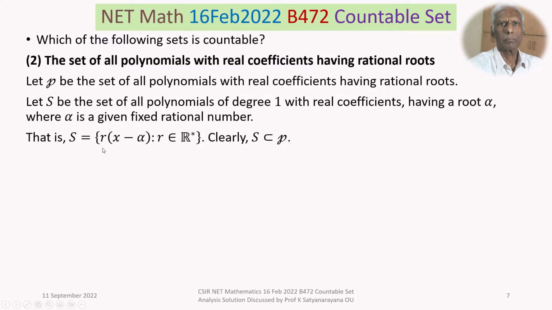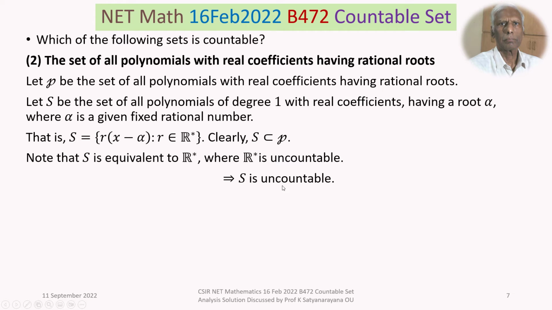Therefore, S is the set of all r times (x minus alpha), where r belongs to R star, that is R minus 0. Then in that case, our S is contained in P. Note that S is equivalent to R star, where R star is uncountable. R star is the same as R for all purposes of deciding uncountability. So R star is uncountable, and hence S is uncountable.